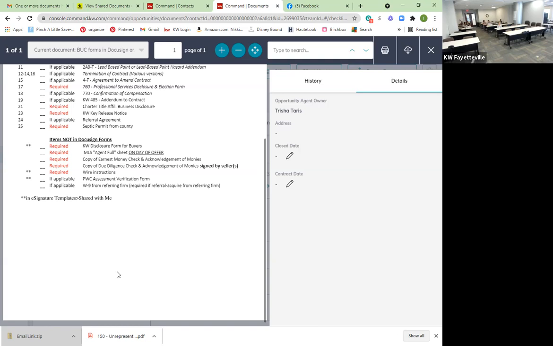We were talking this morning about refrigerators and hot tubs and sheds and all of that, carpet allowances. All of that has to be in writing on an offer to purchase too.